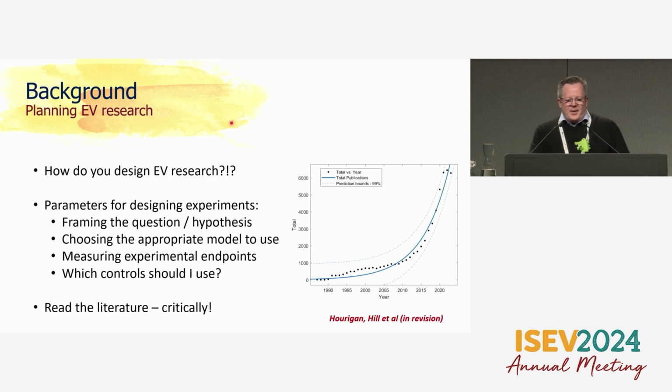So, planning EV research, how do you design experiments for working on EVs? There's so much literature out there now. Where do you start? How do you do that initial search for planning different parameters for the experiments, and what is it you really want to understand? So I thought I'd start with some really basic fundamentals around how, as scientists, we go about designing experiments.